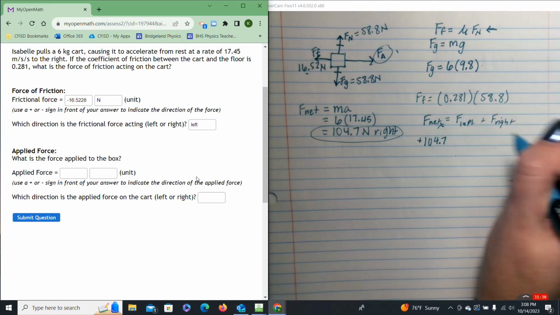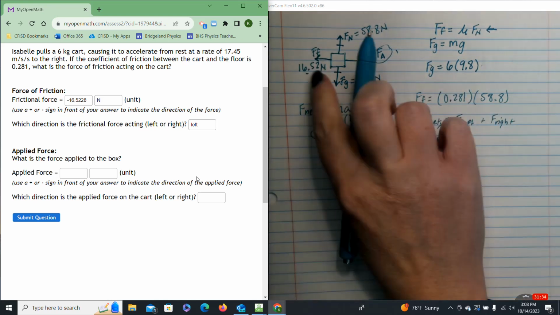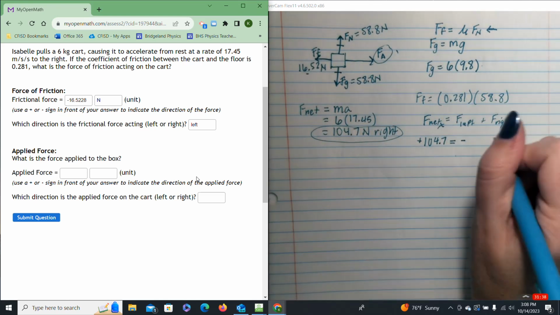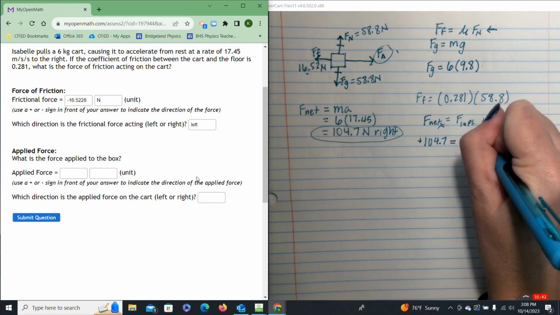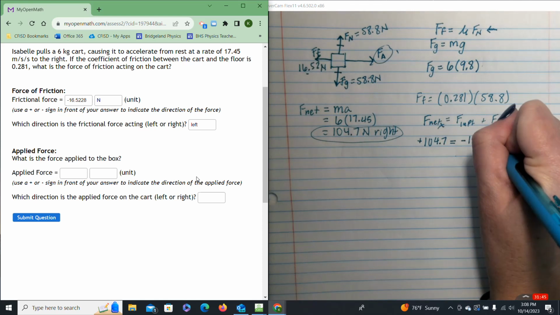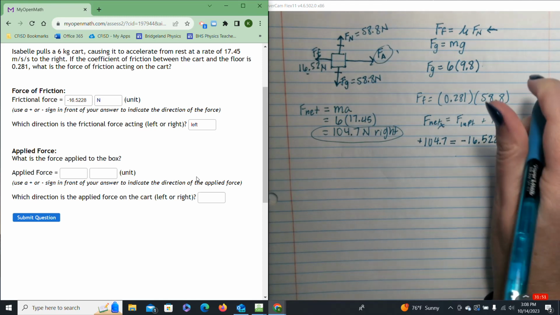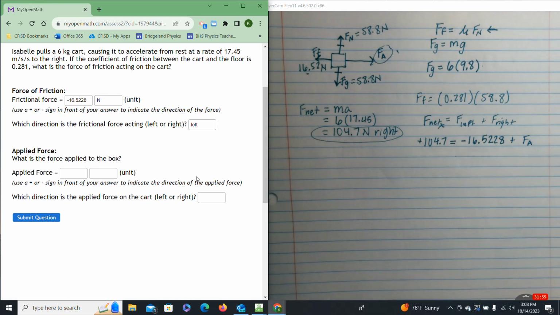Again, I'm just going to use a positive for the right. Equals forces to the left, I've got one. I'm going to use a negative sign in front of it to indicate that it's to the left. These are vectors, they need signs. Negative 16.5, and again, I rounded this, so I'm going to write the whole thing: 16.5228, plus my force to the right is FA. That's my applied force. That's what I'm looking for.